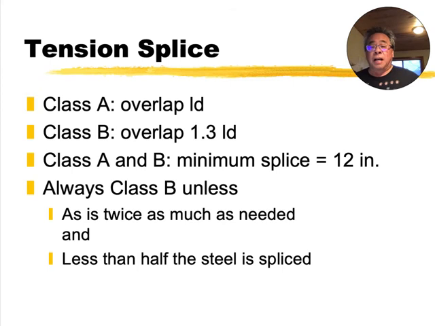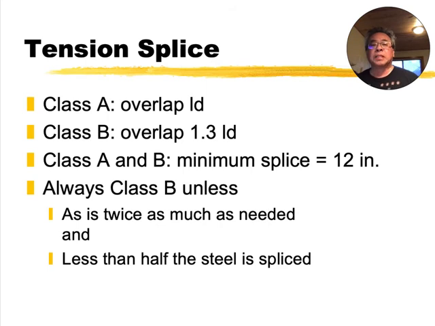Let's first talk now about tension splices. There are two classes. There's a Class A splice and a Class B splice. In a Class A, you have to splice them a development length. We talked about how to calculate the development length in tension. A Class B splice, you have to have an extra 30% overlap, so 1.3 development length for your splice length. And you are always a Class B unless these two things happen, then you can be a Class A.